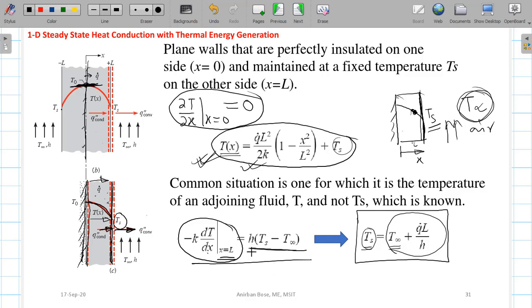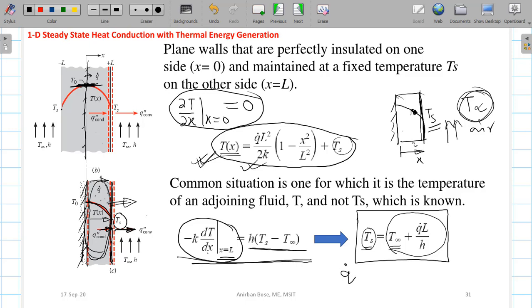Or the same thing you can do: instead of considering this, you can also consider the steady state condition, that the heat that is generated within this volume, since it is in steady state, definitely the same heat is convected to the air. Otherwise definitely the temperature will rise with respect to time. Since it is a steady state condition, the total heat that is generated here is nothing but what?